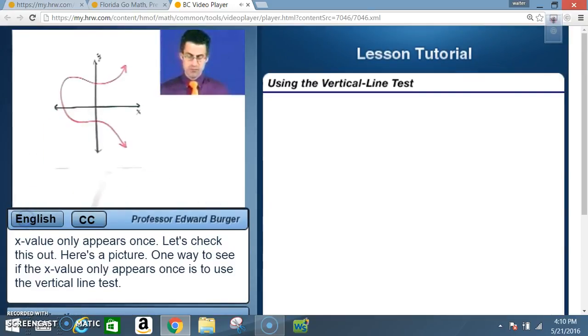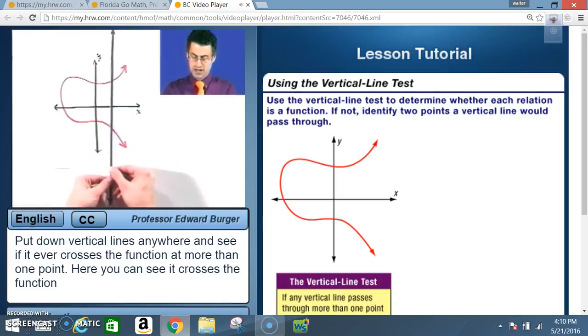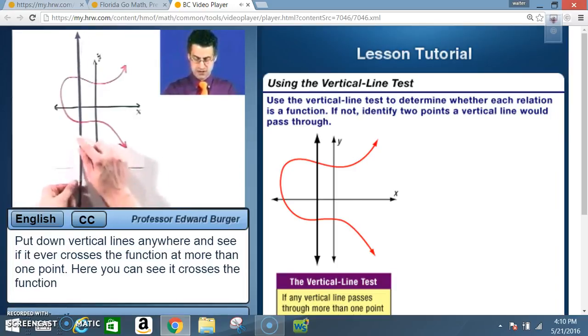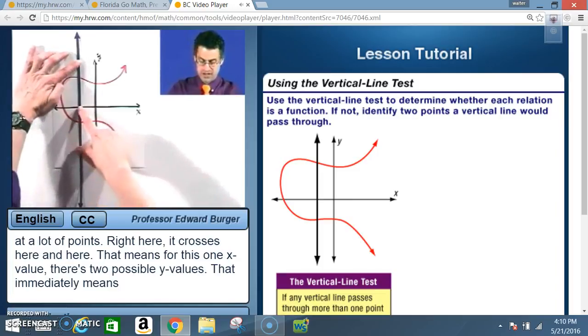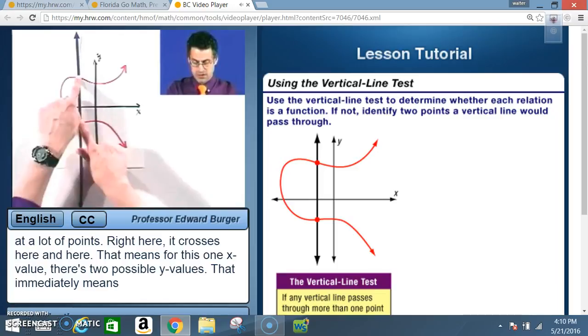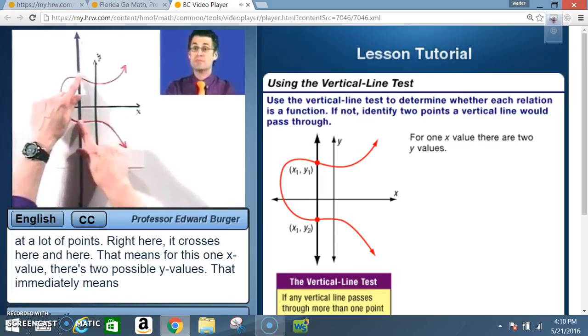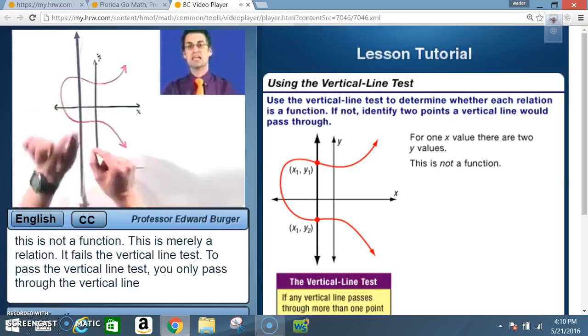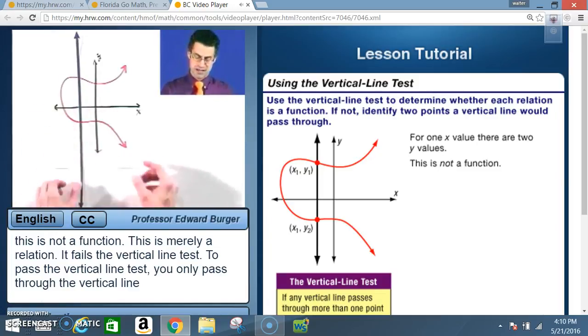So here's a picture. One way to see if the x value only appears once is to use what's called the vertical line test. Put down vertical lines anywhere and see if it ever crosses the function at more than 1 point. Here you can see it crosses the function at a lot of points. It crosses here and here. That means for this one x value, there's two possible y values. That immediately means this is not a function. This is merely a relation. It fails the vertical line test.